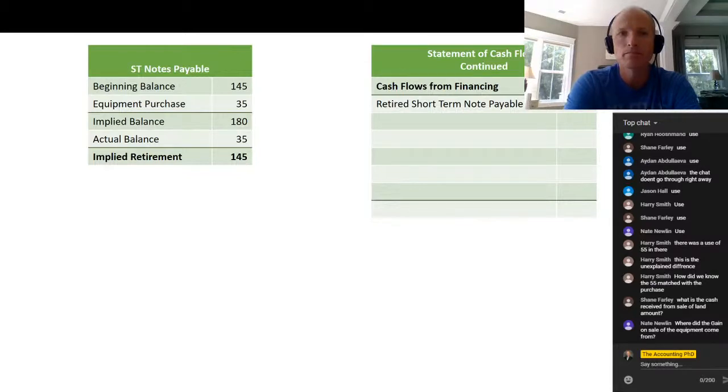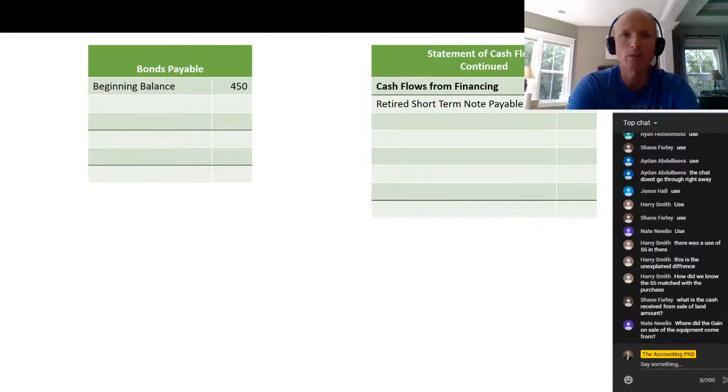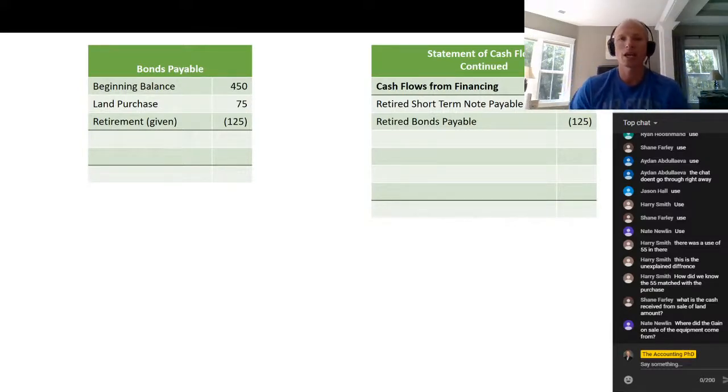All right, so now we have the bond. We're told that we purchased some land by issuing a bond. We're also told that we retired a $125 bond. And so again, we have our beginning balance of the bond payable of $450. We're told that we purchased some land, and we're told that we retired a bond for $125. And of course, to retire that bond, that is a cash flow. So the retired bonds payable, that's a use of cash for a negative $125.